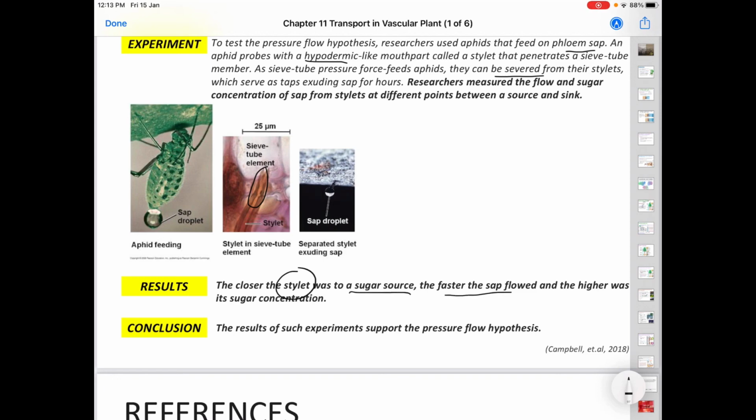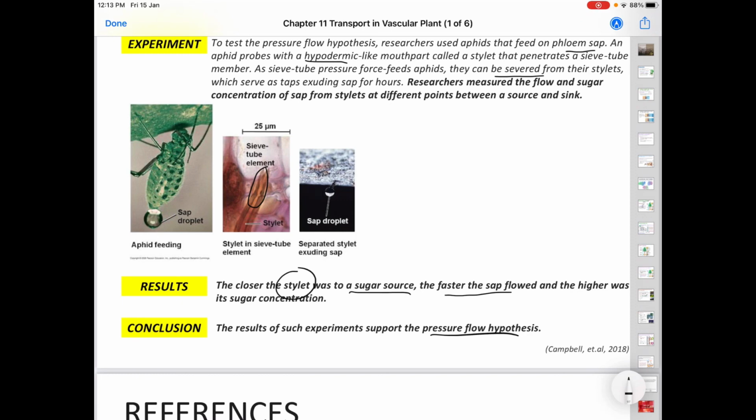The closer the stylet is to a sugar source, the faster the sap flows. So when the stylet is near to the sugar source, the movement of sap flow is very high. It means that as the aphid mouth is very near to the sugar source, the pressure is very high. But when the stylet is a little away from the sugar source, the movement of sap is not as high compared to the previous one. So it shows that the pressure inside the sieve tube is very high. The result of such an experiment supports the pressure flow hypothesis.